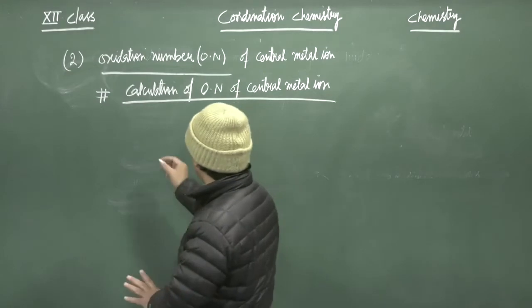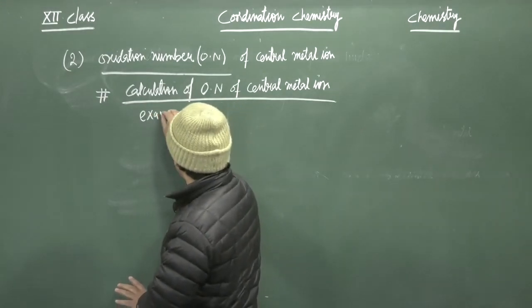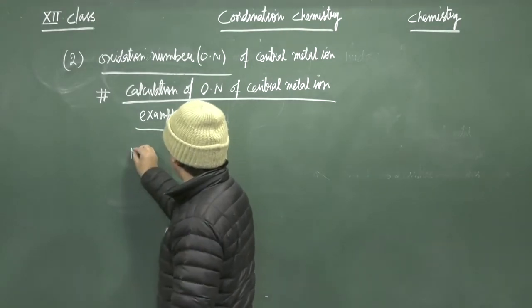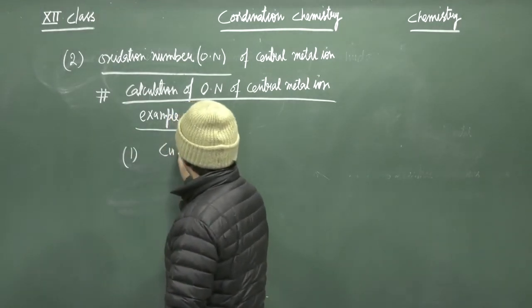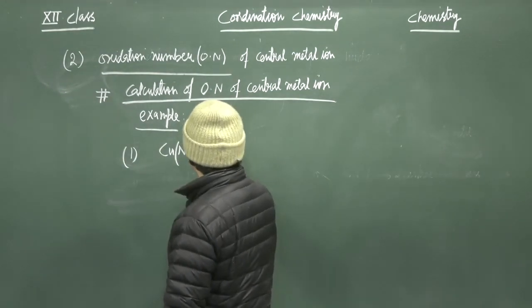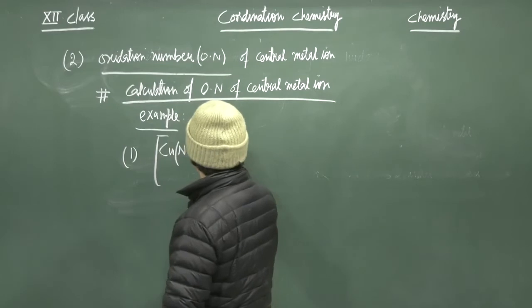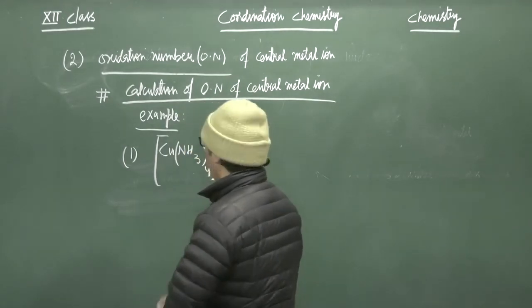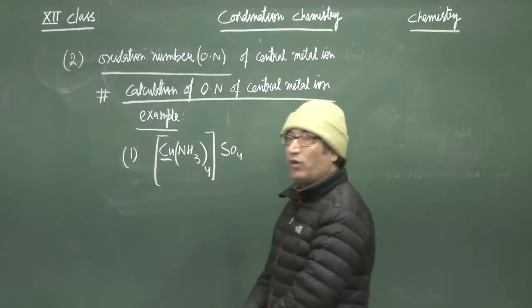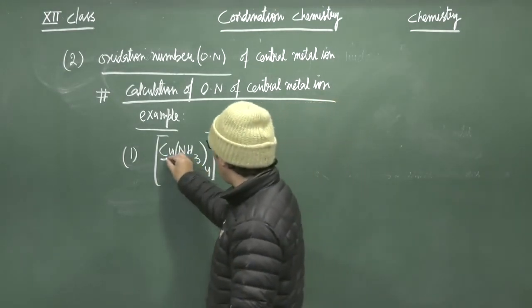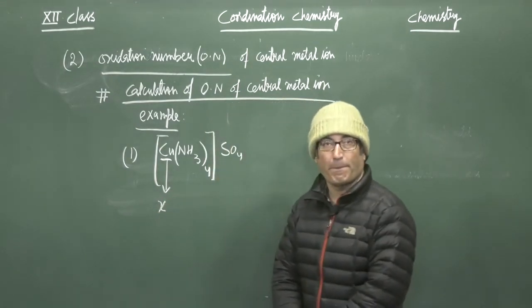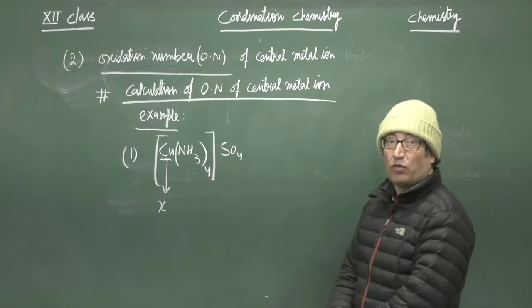So what you'll do, as an example, the first one, you have [Cu(NH3)4] within the square brackets, then outside it is sulfate. You are asked to calculate the oxidation number of copper. We don't know it. We'll put it equal to some variable, let it be equal to x. Okay? So we have to calculate this x.